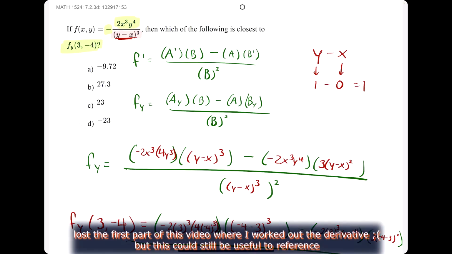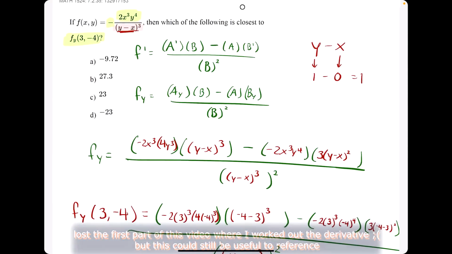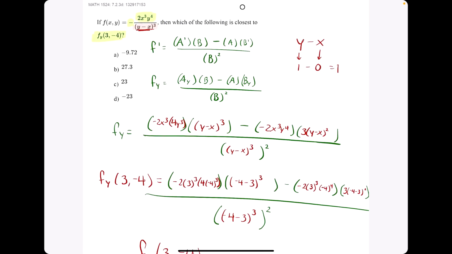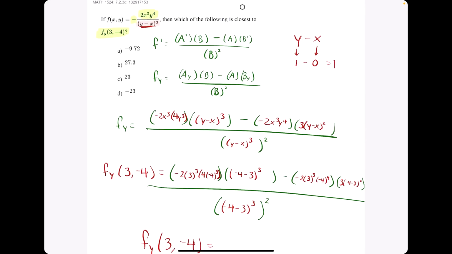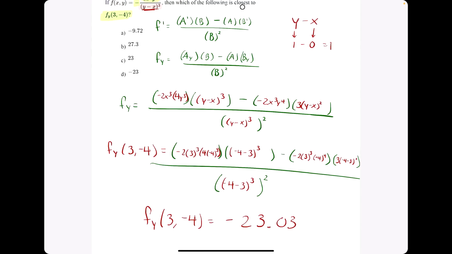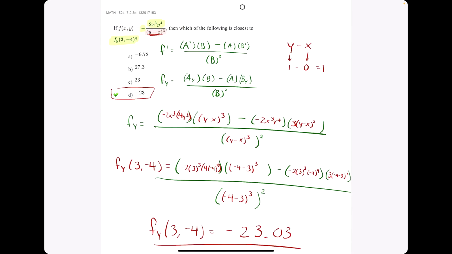So in this problem, they give us this function of x and y, and they ask us to find the derivative with respect to y and then plug in 3 and -4. Just make sure when you find a prime and b prime that you're finding those derivatives with respect to y. So when we plug in x and y, it looks something like that. And once we calculate it, we get about -23.03. And that's option D, and we're done.